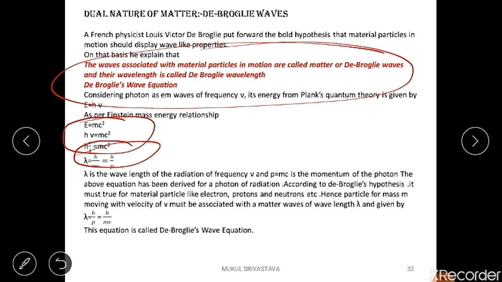Now again he said that according to the de Broglie hypothesis, that equation must be true for material particles like electron and proton also, and hence if the particle has mass m and velocity v, we can replace this mc by mv, and we get lambda equals h upon p equals h upon mv, and this relation will represent the de Broglie wave equation here.